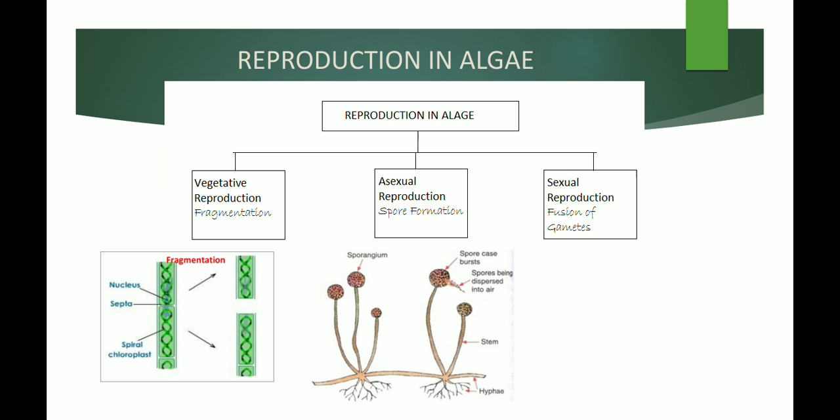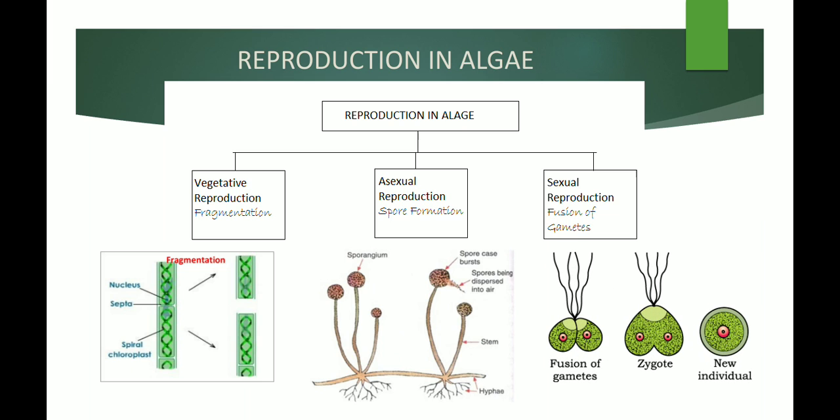When the sporangium bursts, these spores come out of the sporangium, and then these spores can again grow into a new algal body. You might wonder, this image looks like it has a stem, a root, all those things. No, the stem-like or root-like structures do not perform the function of stem and root. Instead, they are called hyphae. They do not perform the function of root or stem as we see in plants. So this is spore formation. The spores which are dispersed grow into a new algal body.